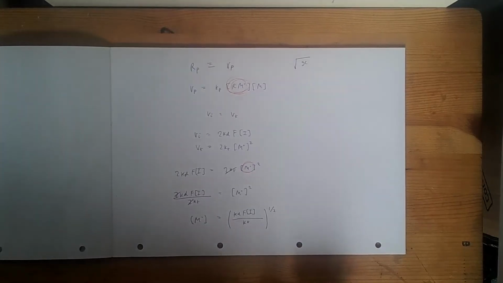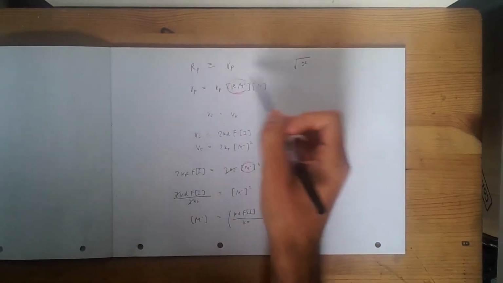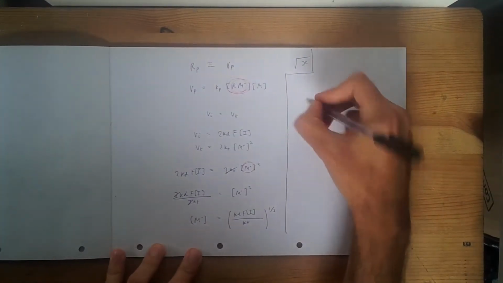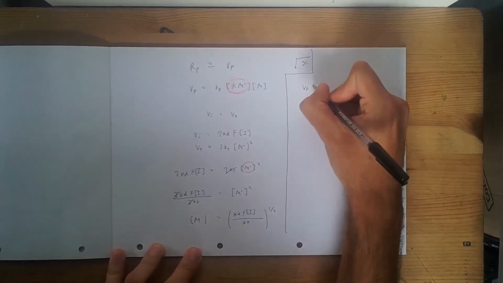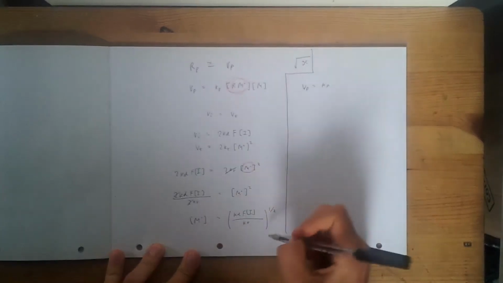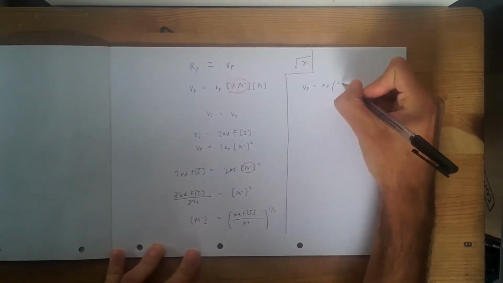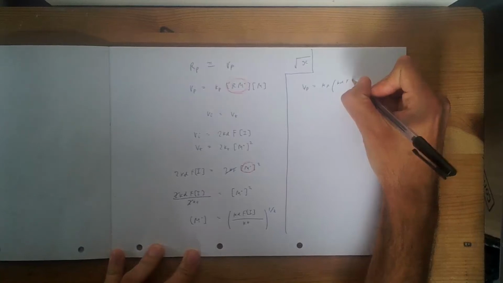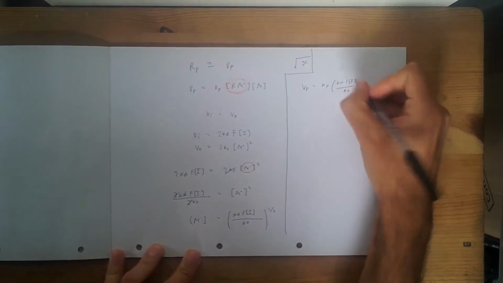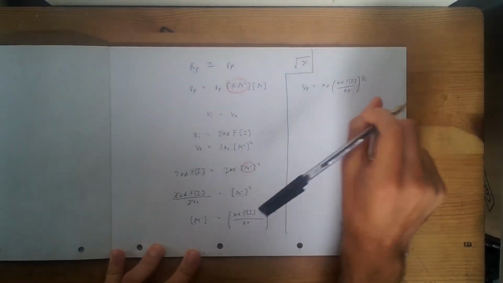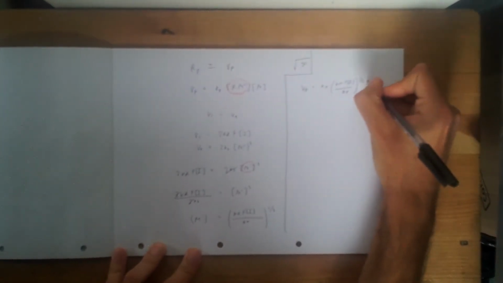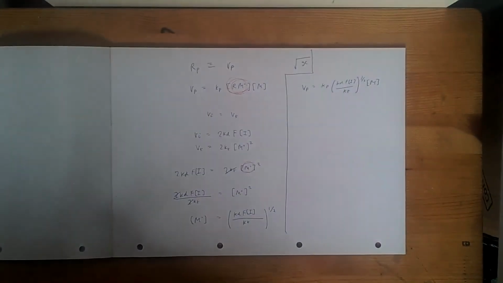And now the next step will be to insert this into our equation up here. So if we do this on this side of the page, we are left with Vp equals Kp, and we're just replacing this Rm dot with our m dot here, Kd Fi over Kt square rooted to the power of a half, and then times by the concentration m. And that is our final answer.